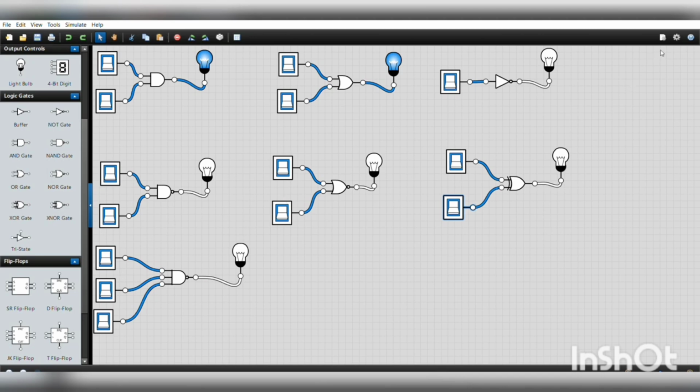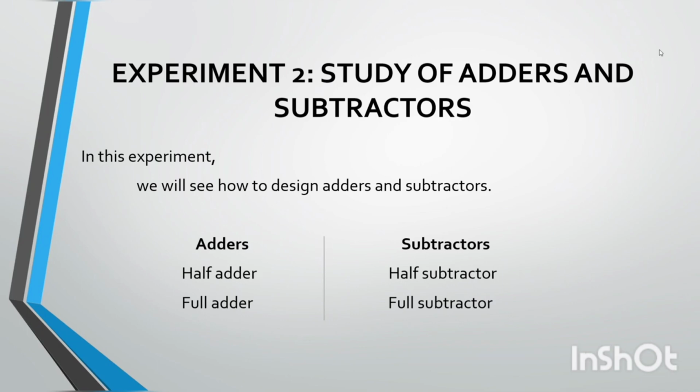By now, we have implemented various logic gates and thus we have finished our first experiment. So our second experiment is all about the study of adders and subtractors. In this experiment, we will see how to design adders and subtractors. In adders, we have two types, half adder and full adder. In subtractors, we have two types, half subtractor and full subtractor.